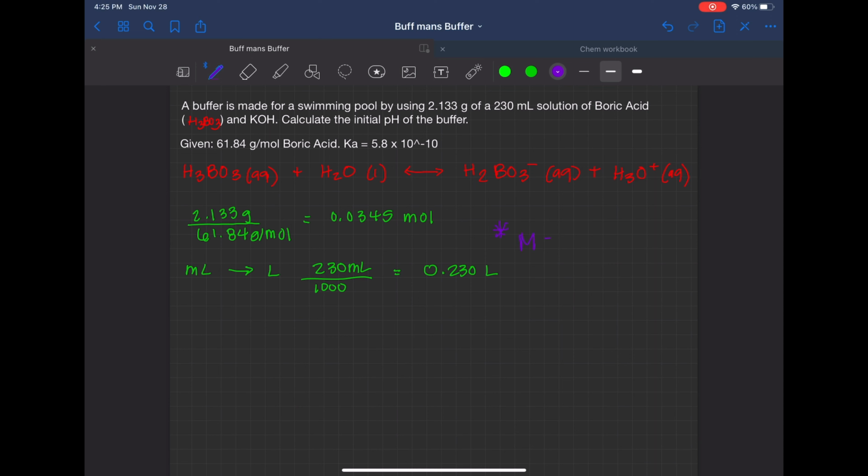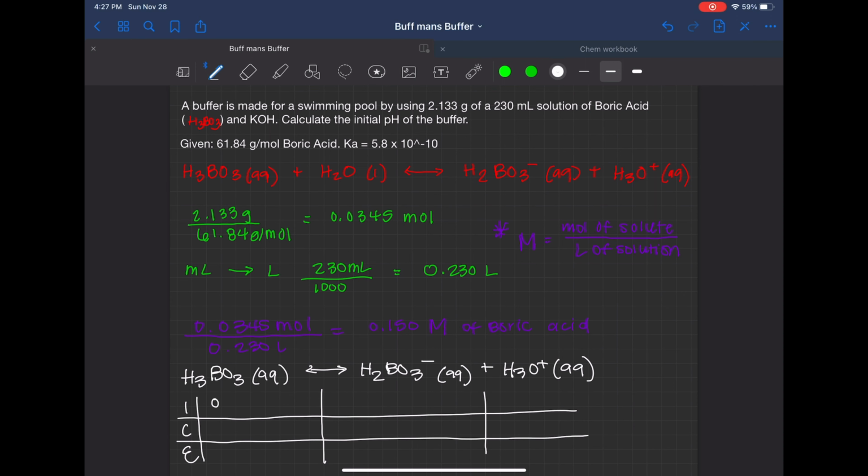Now that we have these conversions, we can use them to find the molarity. The molarity formula is moles of solute over liters of solution. Our moles of solute here are 0.0345 moles over 0.230 liters, and that's going to give us a molarity of 0.150 of boric acid. So here we'll rewrite our chemical equation without our solids or liquids because they won't have their concentration in the form of an ICE table.